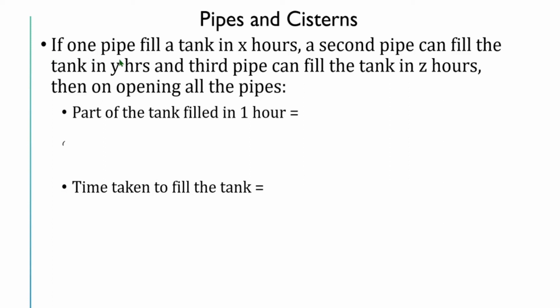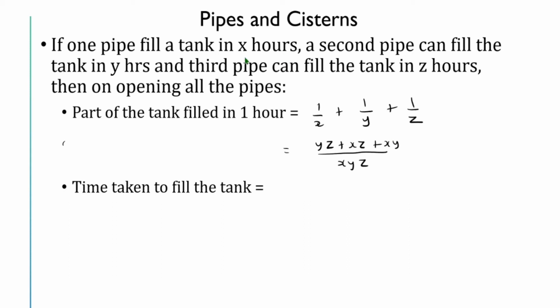If one pipe fills a tank in X hours, a second pipe can fill the tank in Y hours, and a third pipe can fill the tank in Z hours, then on opening all the pipes, the part of the tank filled in 1 hour will be equal to 1 by X plus 1 by Y plus 1 by Z. So let us take LCM and simplify this. We will get LCM is XYZ. Here YZ plus XZ plus XY.